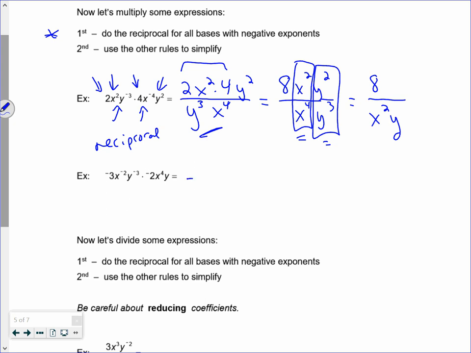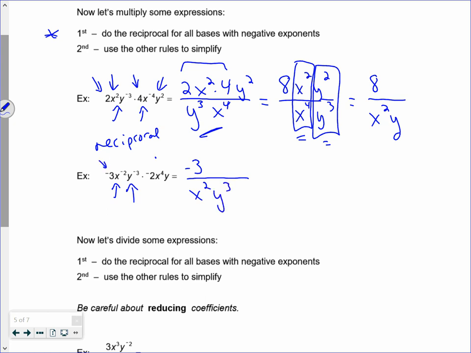Okay, so I'm going to set up a fraction bar. If it has a negative exponent, I will do the reciprocal. If it does not have a negative exponent, I will not do the reciprocal. -3 is a coefficient. Don't do the reciprocal. X to the -2, y to the -3. Both of those, you need to do reciprocals.